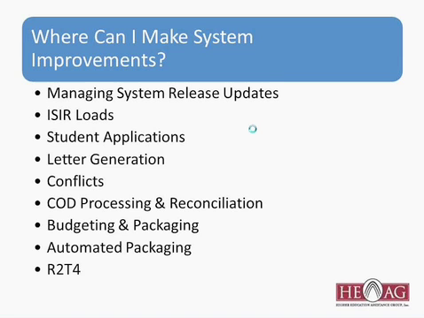So where can I make some system improvements? These are some items that you may want to think about. Certainly the list would be longer than this, but you'd want to maybe start with a list that looks like this and then build off of it. Who in your department or area or campus manages the system release updates? How do you handle ISIR loads? How do you handle student applications, letter generation, conflicts, COD processing and reconciliation, budgeting and packaging, automated packaging, and return to Title IV? These will be some of the areas where we'll be discussing.